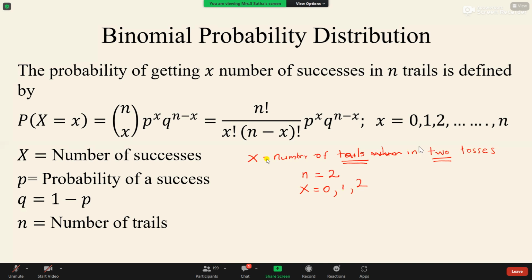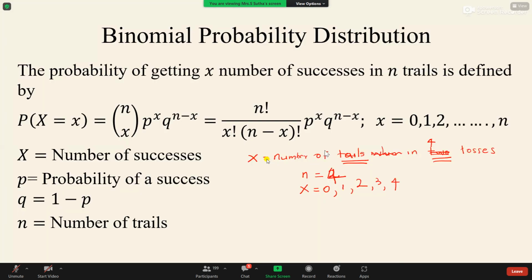Now suppose we are taking n as 4: 4 tosses, and the number of tails in 4 tosses. So in this case, what is n? 4. What are the values for x? 0, 1, 2, 3, 4.